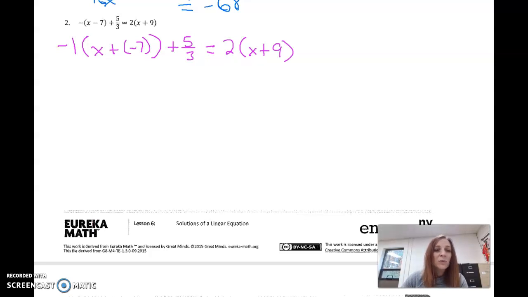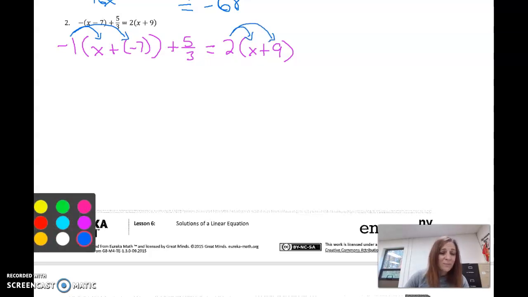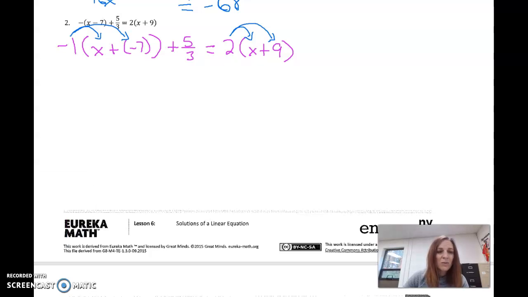All right, distribute, distribute, distribute, distribute. We're in the simplify each side phase right now. So I'm going to go negative 1 times x, which is a negative 1x, plus negative 1 times negative 7 is actually a positive 7, plus my 5/3. That equals 2 times x, which is 2x, plus 2 times 9, which is 18.